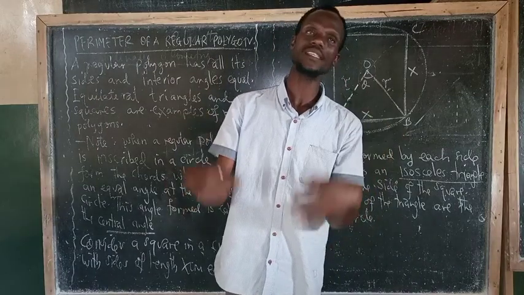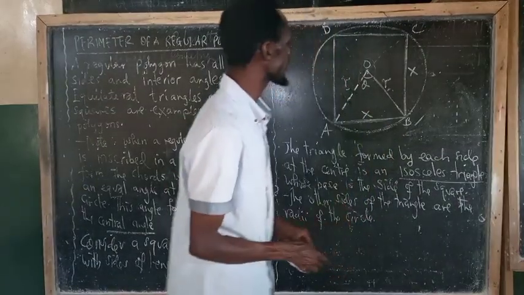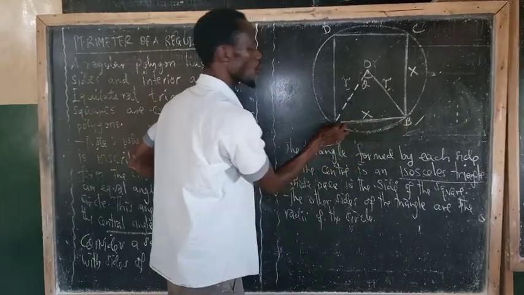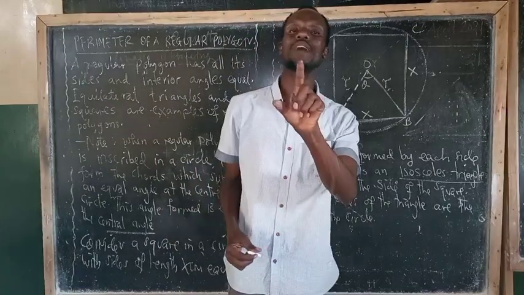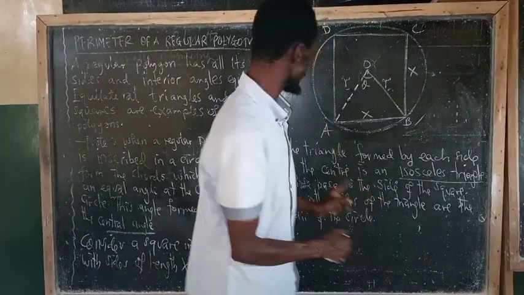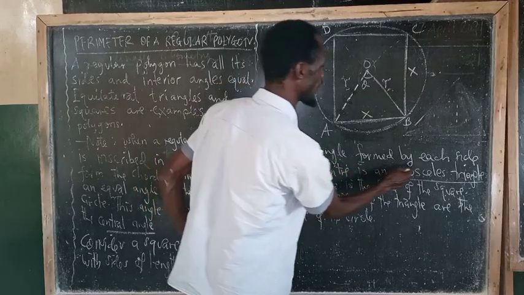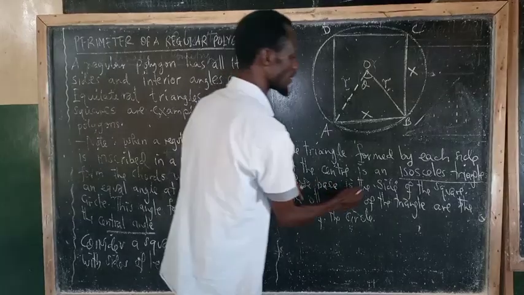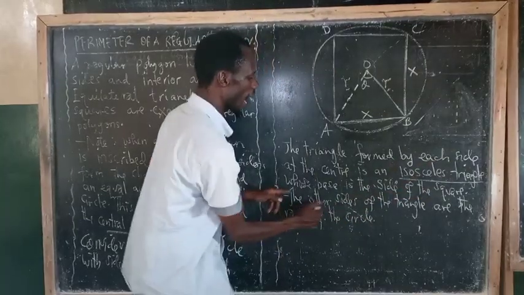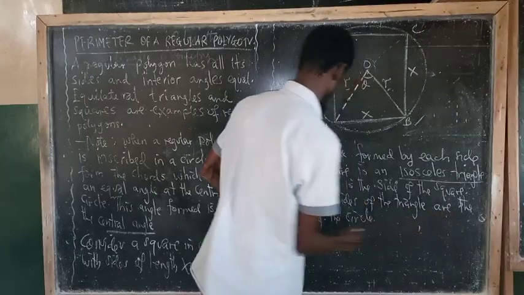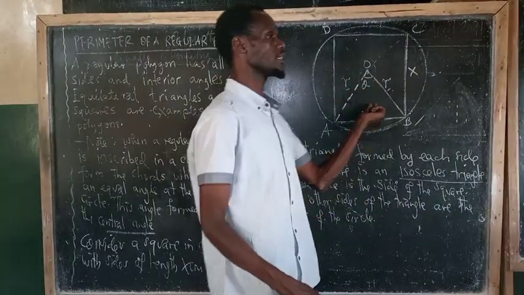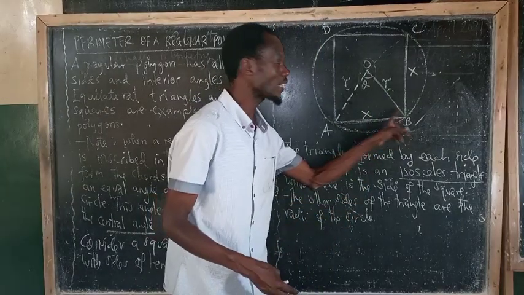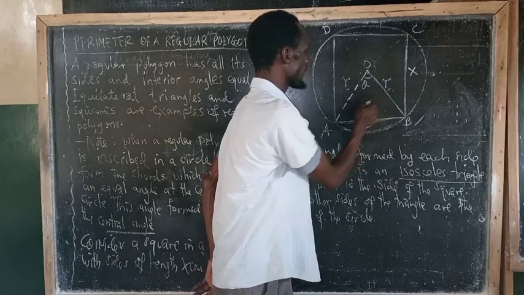You can see it by the actual diagram here. This is the base of the triangle, but it is also the side of the square. That is the meaning of the statement that the triangle formed by each side at the center is an isosceles triangle whose base is the side of the square. The other sides of the triangle are the radii of the circle, as can be seen here.